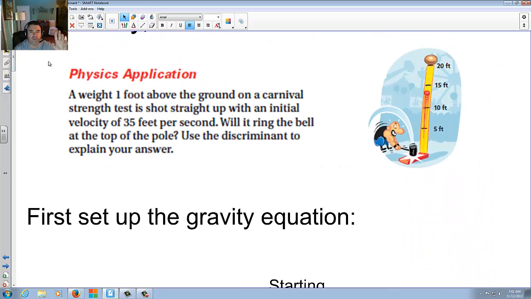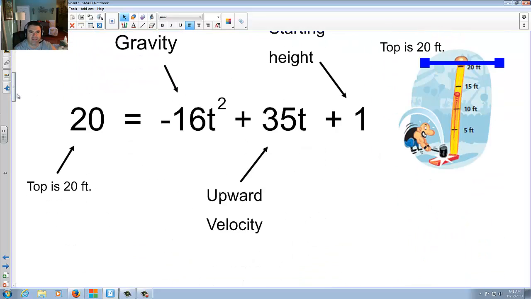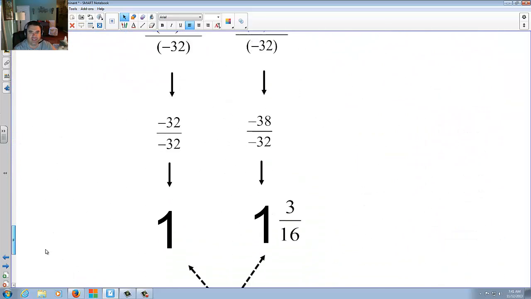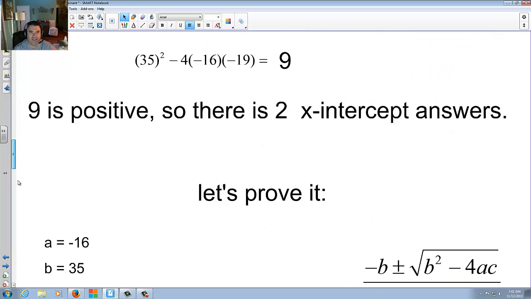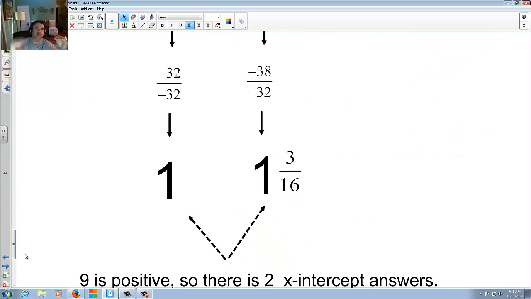that when you hit the thing, will it ring the bell on top? Basically, because there is an answer, yes, if you plug them in, there's going to be enough force at 1 second to ding the bell. And imagine that if it could go higher than the top of the bell, it would come back down to the 20 foot at 1 3/16.